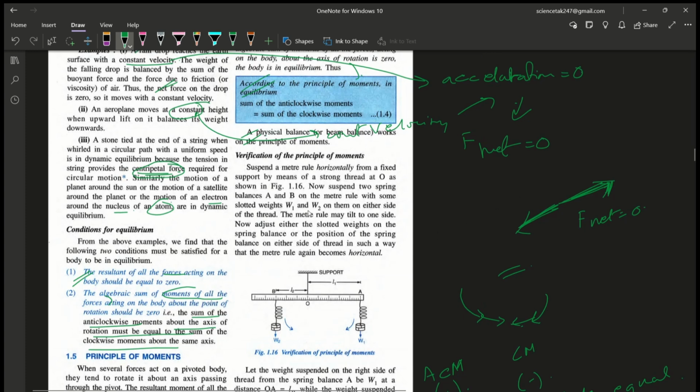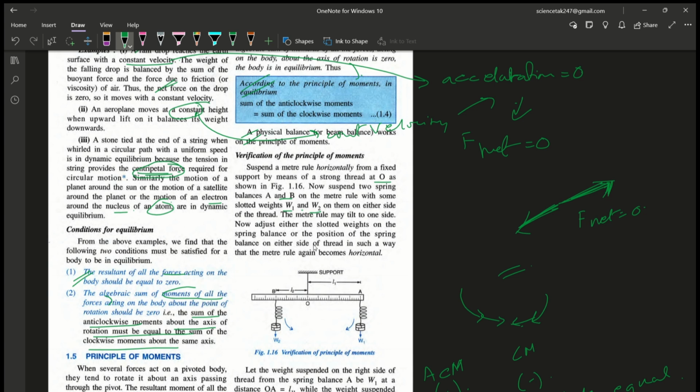Suspend a meter rule. What you are doing is, we're going to bring a ruler and suspend it horizontally at O as shown. Now suspend two spring balances A and B on the meter rule with some slotted weights, weight 1 and weight 2, on either side of the thread. Now the meter rule might tilt to one side. Adjust either the slotted weights on the spring balance or the position of the spring balance on either side of the thread as shown.